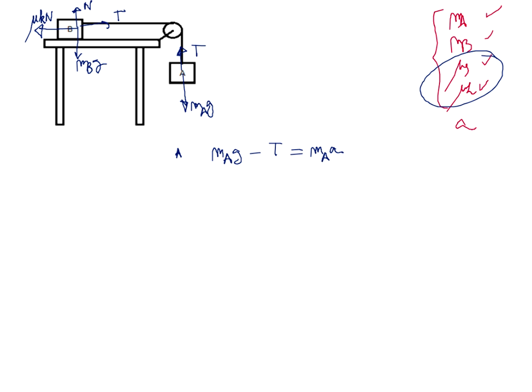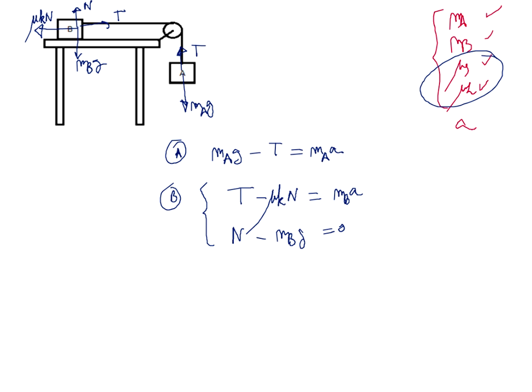That's for object A. And for object B, you're going to have the same two equations, except before we only had T is equal to MBA. Now we have T minus the friction. So the acceleration is going to be a little less because of that stupid term. And then the last one is N minus MBG is equal to 0. So now we cannot solve this problem with only two equations because we have three unknowns due to the friction: A, T, and N. So we need that third one.